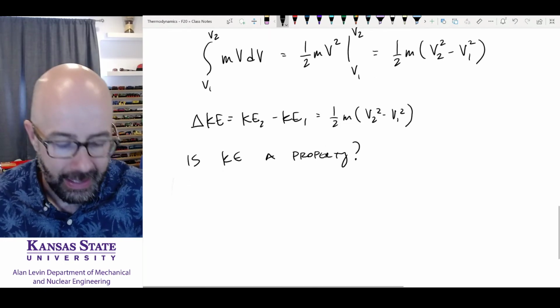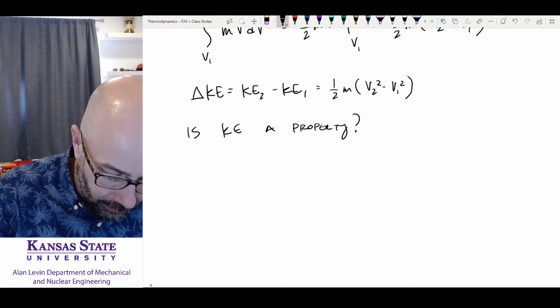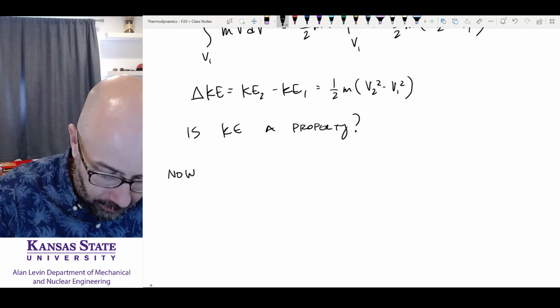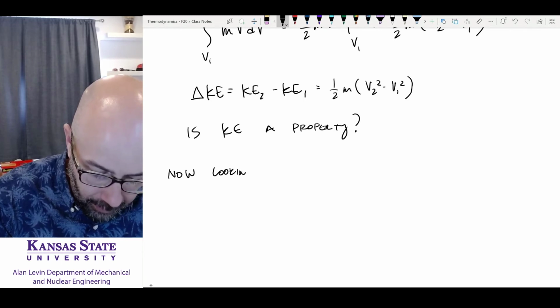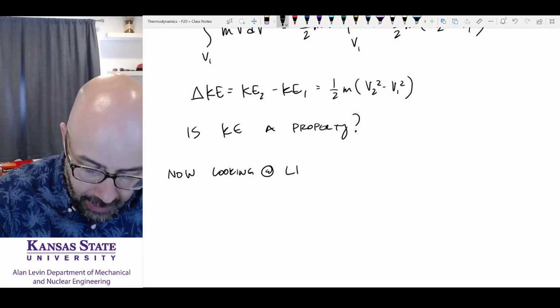Now, let's look at the left-hand side. Oh, that's LHS again.